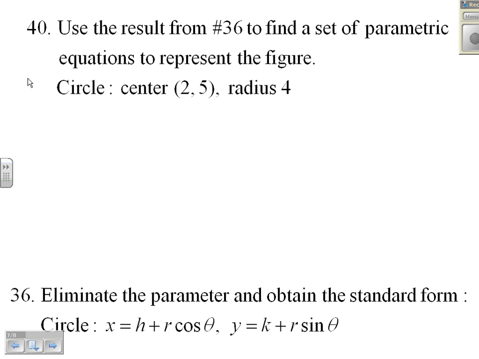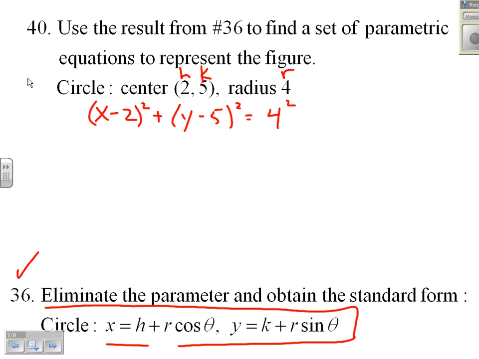Okay. And then 40 says use the results from number 36. So I took the liberty of putting number 36 down at the bottom of our board so we could refer back to that guy. It says to find a set of parametric equations to represent this. Yeah, in non-parametric land, the land we've been living in, we would say this is x minus 2 squared plus y minus 5 squared equals 4 squared. Because here is h, here is k, and of course here is r. But what we just learned about parametric land is that circles can be written in that form.